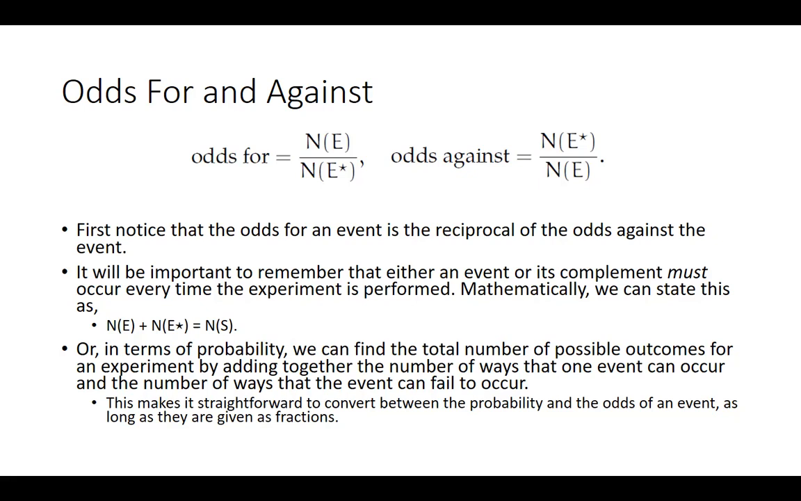It will be important to remember that either an event or its complement must occur every time the experiment is performed. Mathematically, we can state this as n of E plus n of E star equals n of S. In other words, the number of things in the event space plus the number of things in the complement of the event space needs to add up to the number of things in the sample space. The sample space is the universal set for E and E star.